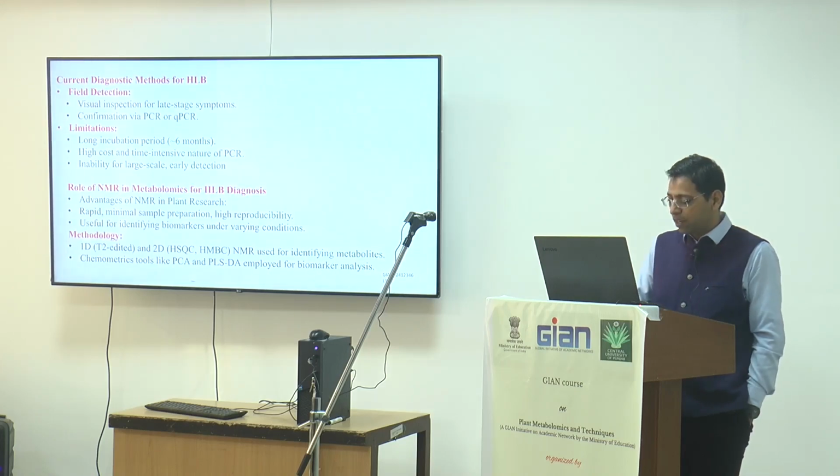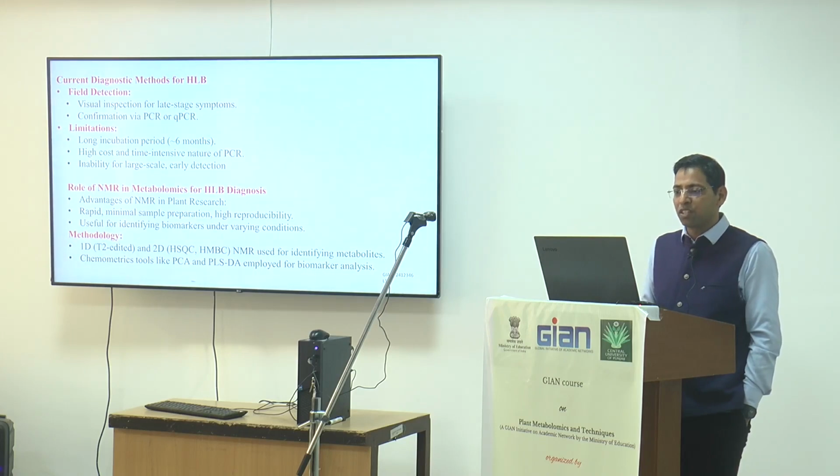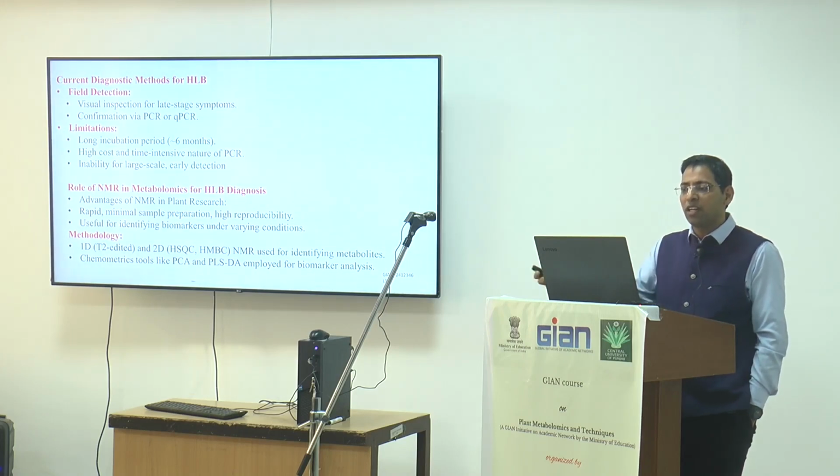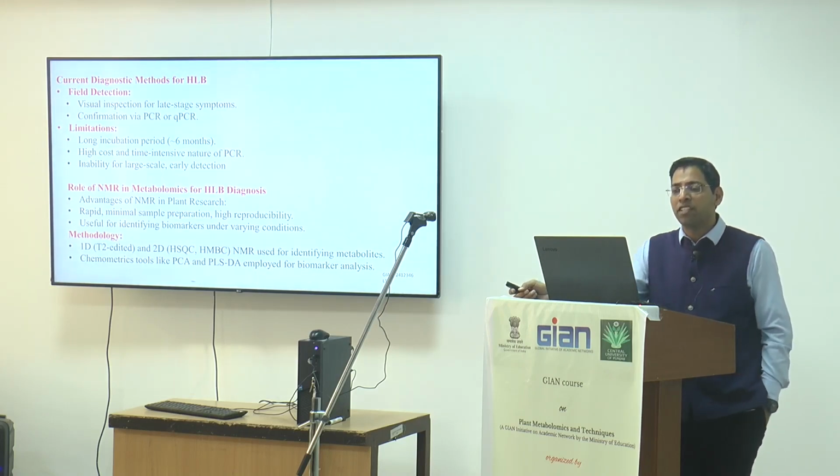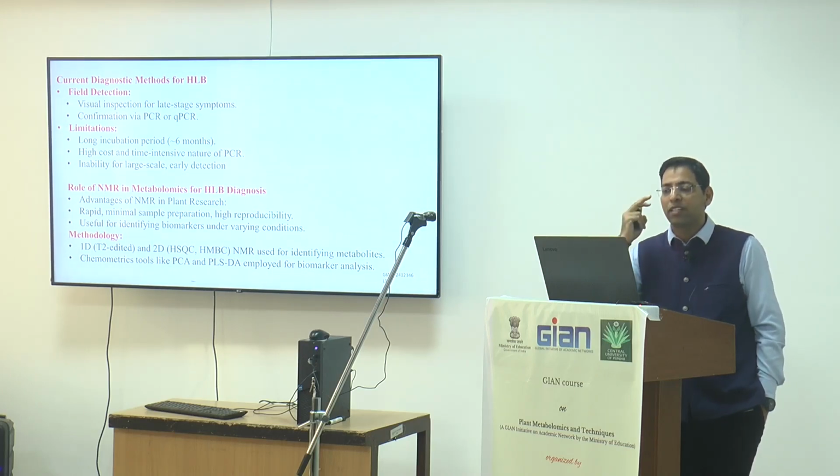So that's why, you understand, NMR was used for this purpose actually. Visual inspection for the late stage symptom is a major issue, and confirmation is via PCR and qPCR. Limitations: long incubation periods, 6 months, the same in the cotton it's 90 days, high cost and the time invasive nature of the PCR, and inability for large scale early detection.